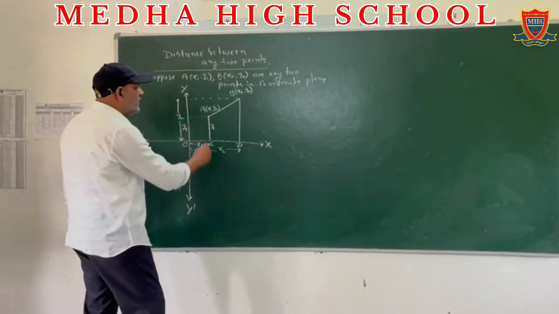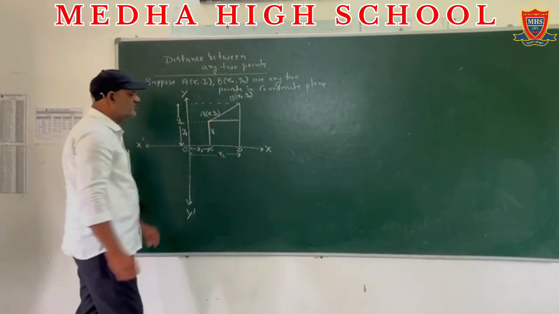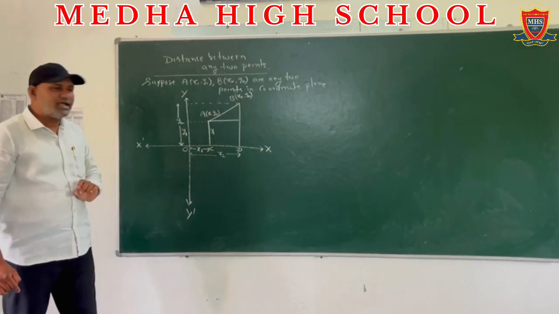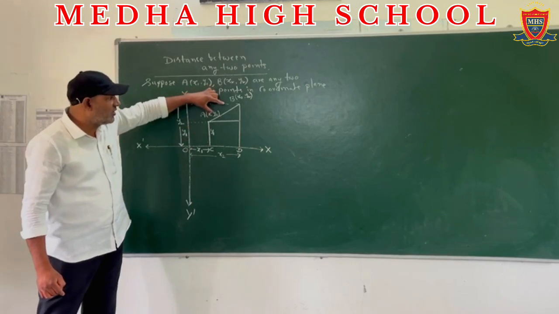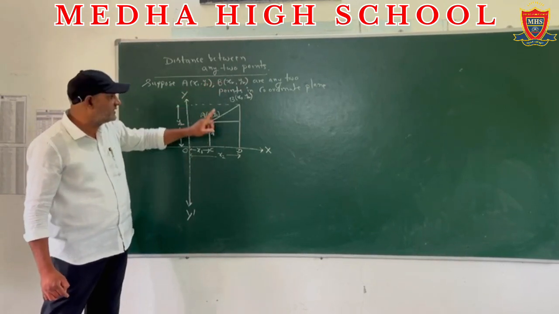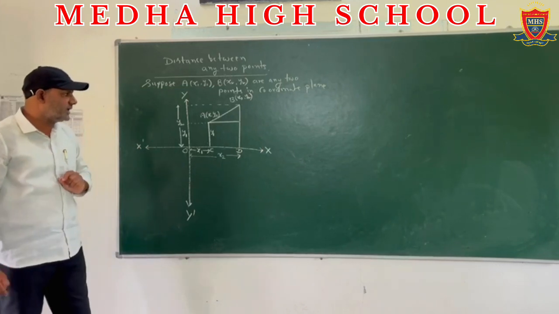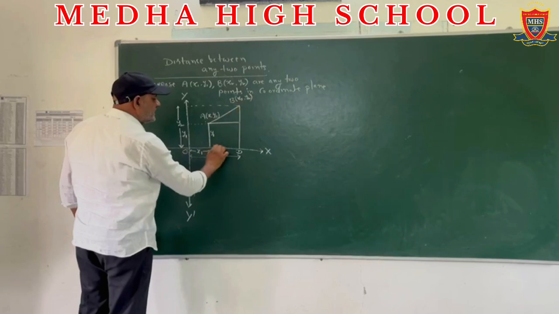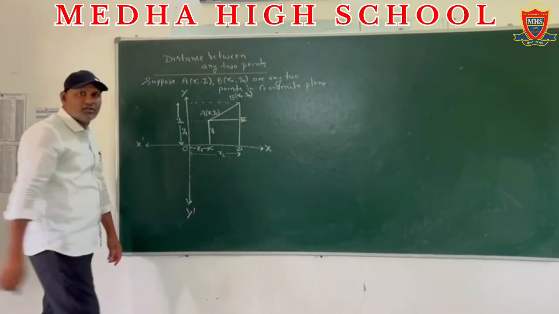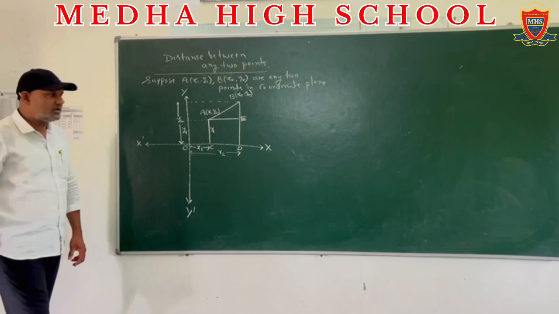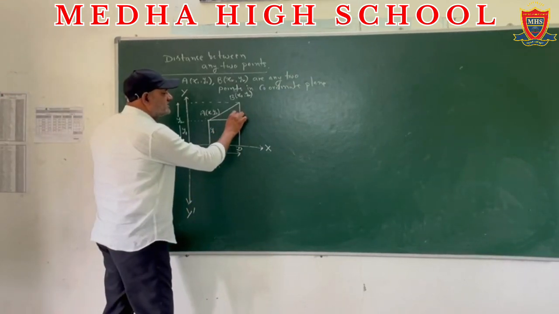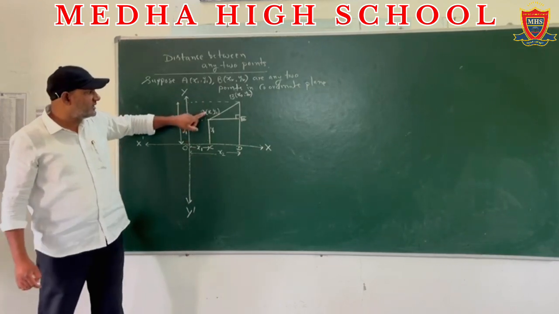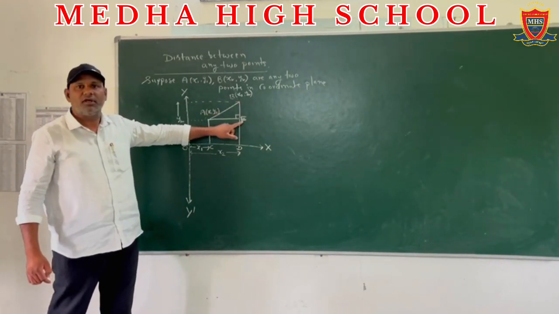So here I will join A to the line BD. One perpendicular line I will draw from A to BD. Our objective is to find the distance from A to B. So here A, B, C, D. Now we will take this point as E. Here we clearly observe that the angle between these two lines is 90 degrees.